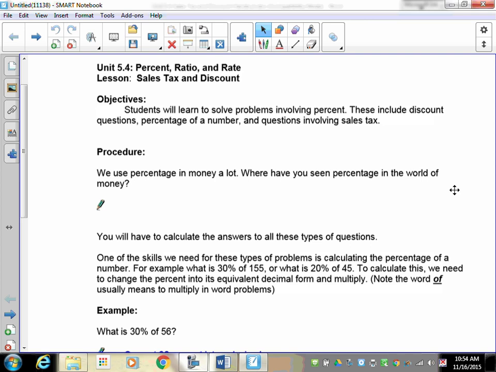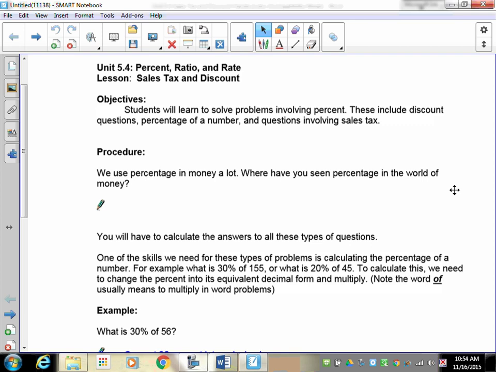Now, this one here, girls have an advantage because they go shopping. And they're shopping for sales, and they're shopping for discounts. And guys normally just go and buy what they want. However, that being said, you both can learn equally how to do it.